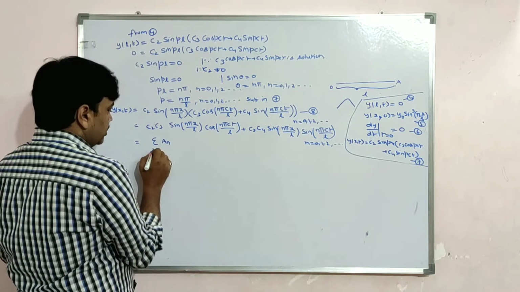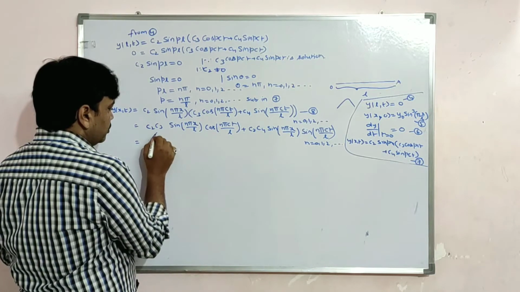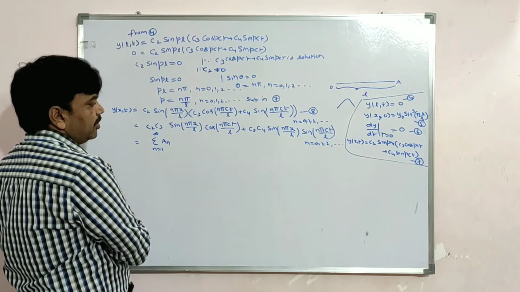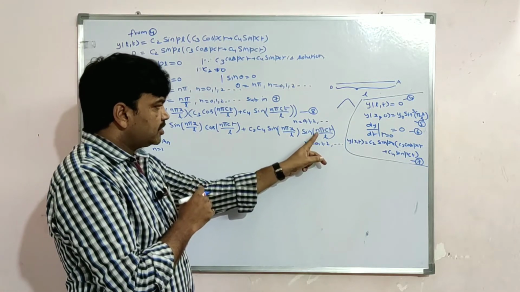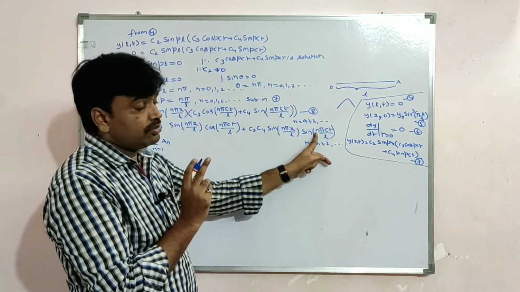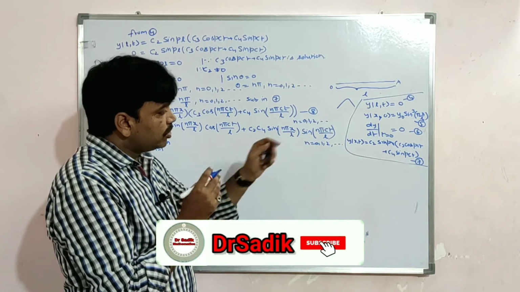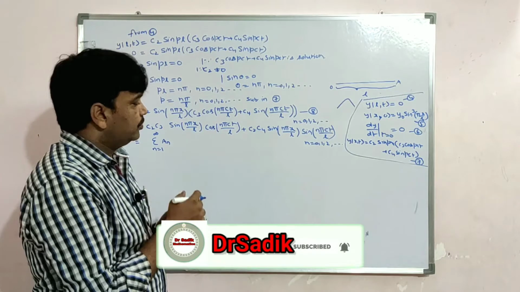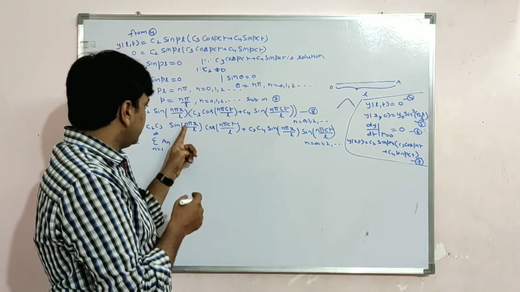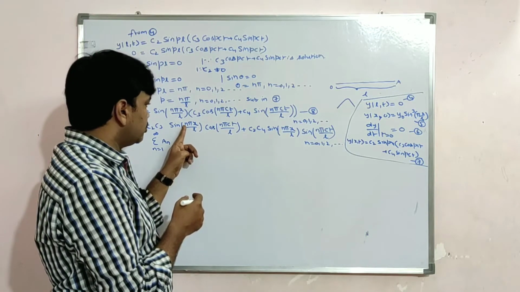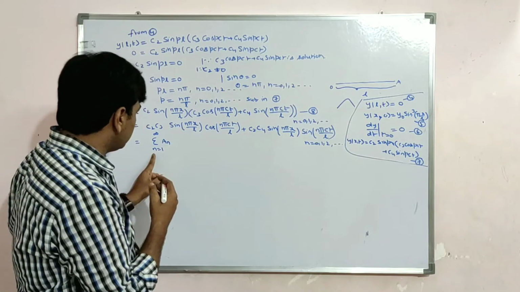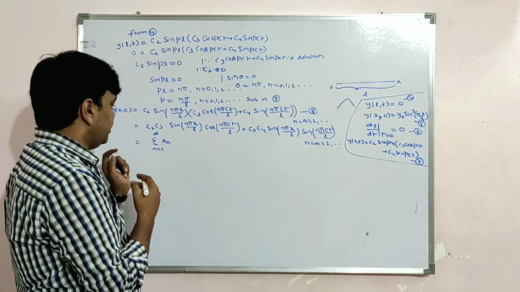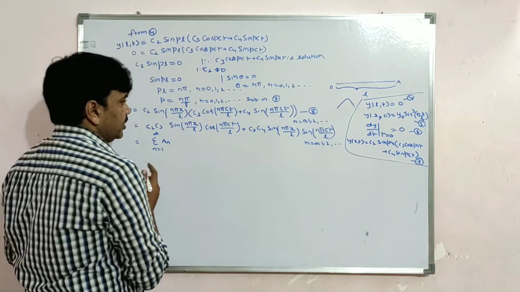So I want to write here n is equal to 1 to infinity, students, because if I am putting n is equal to 0 here, what happens? Sin 0 value is 0. Here also sin n pi x by L, the n value is 0, so sin 0 value is 0. So n starts from 1, n is equal to 1 to infinity.